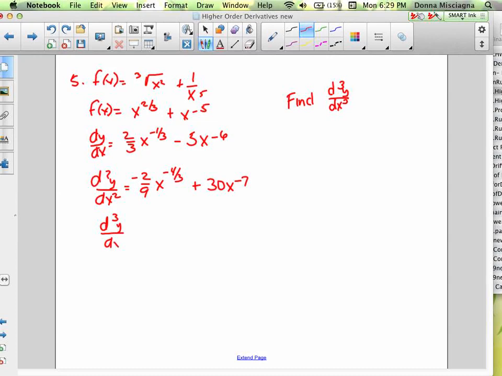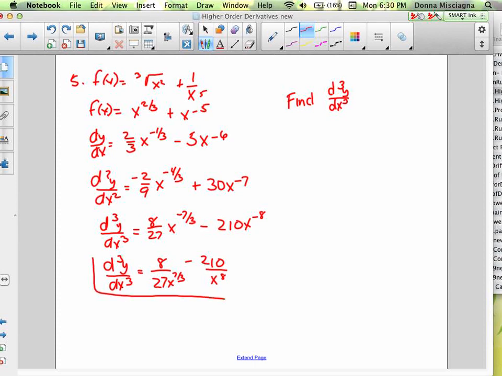d3y over dx3. So this time I can do it in my head, I guess. Negative 2/9 times negative 4/3 is going to be a positive 8/27. X to the, so now we've got negative 4/3 minus another 3/3, that's going to be negative 7/3 power. And minus 210 x to the negative 8 power. Let's simplify that. So d3y over dx3 is 8 in the numerator, 27x to the 7/3 power in the denominator, and then minus 210 in the numerator, x to the 8th in the denominator, and another is done.